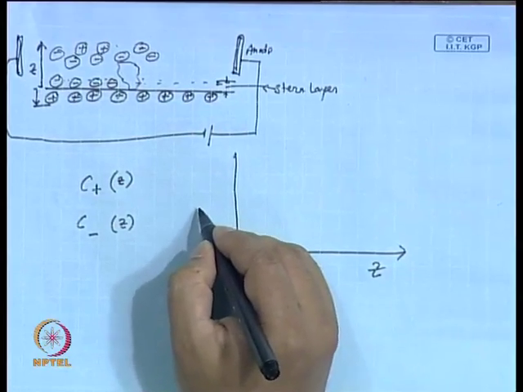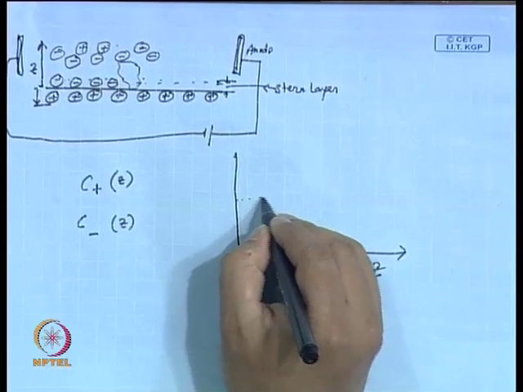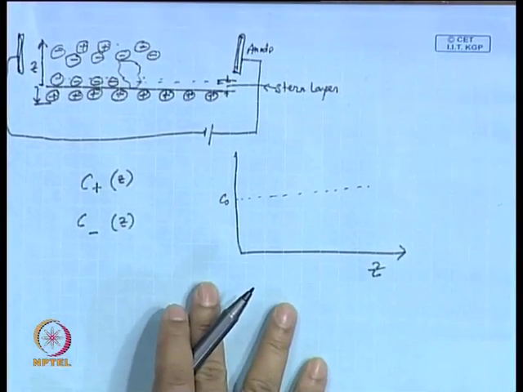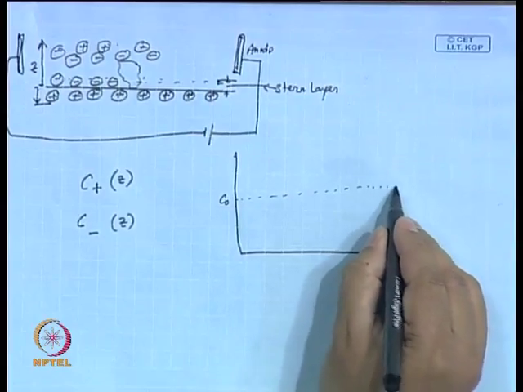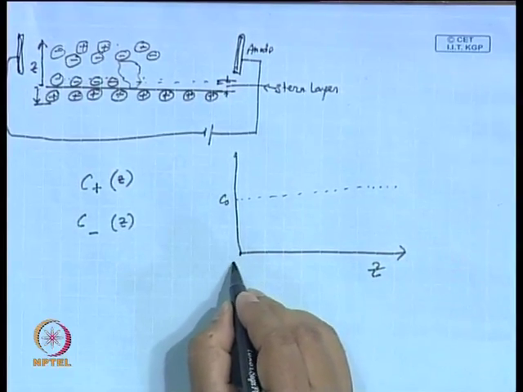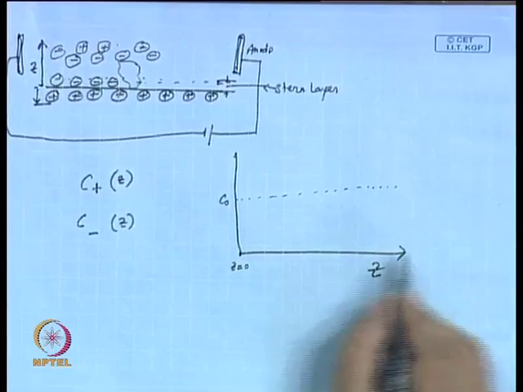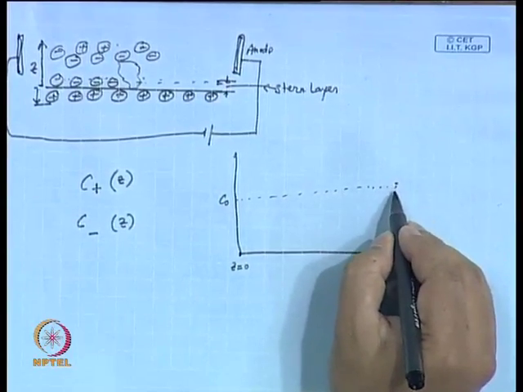Now, if I try to plot, if this is Z and this is concentration, say this is the C0 that we have. What is C0? C0 was the concentration to start with, that means C plus is equal to C minus is equal to C0 to start with. So, the wall is here at Z equal to 0. Far away from this, at infinity, what would be the C plus and the C minus? They will fall on C0.